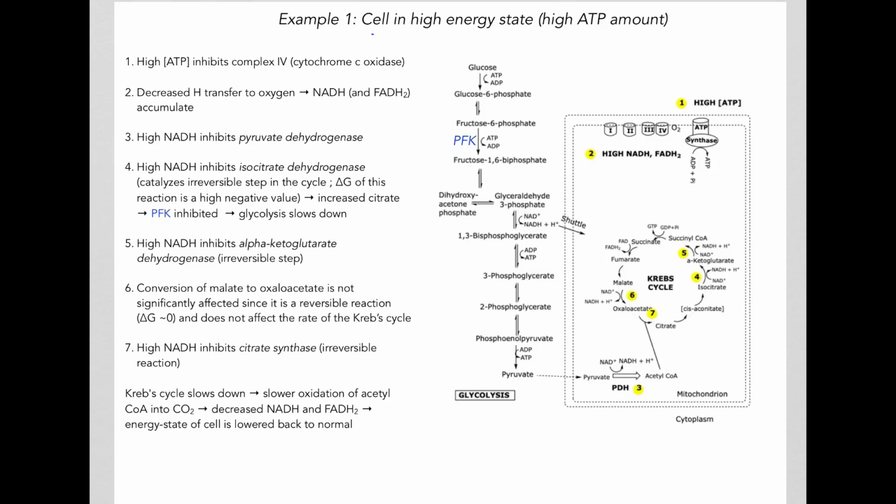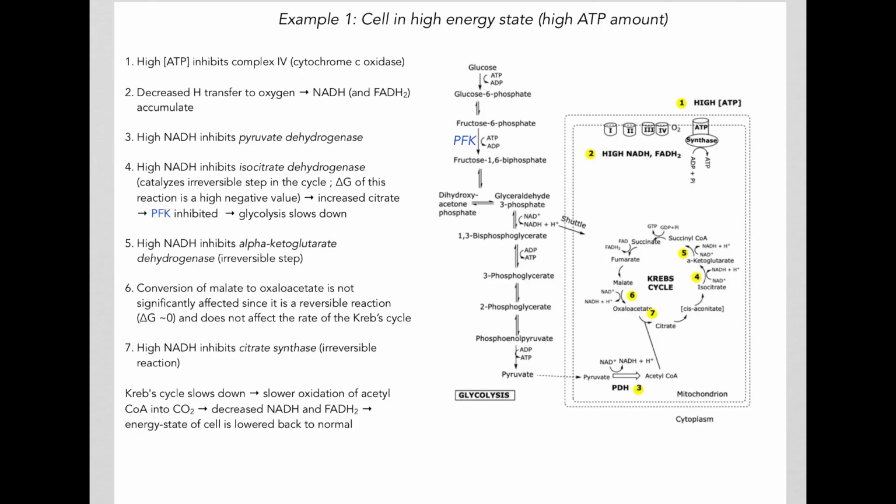So let's look at the first example. In this case, we have a cell in a high energy state, which means this cell has a lot of ATP present in the cell. So when the concentration of ATP is very high in the cell, that ATP is going to inhibit complex 4 of the electron transport chain. Complex 4 is also called cytochrome C oxidase.